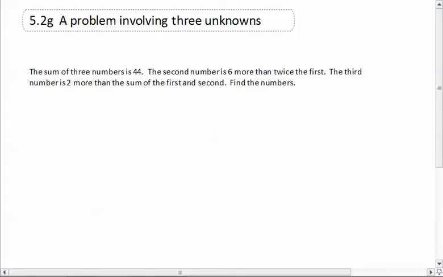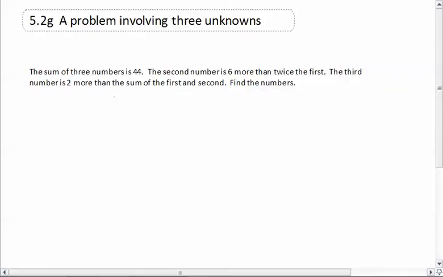Okay, let's take a look at a problem involving three unknowns. It says the sum of three numbers is 44. The second number is 6 more than twice the first. The third number is 2 more than the sum of the first and second. Find the numbers. So here's what I'm going to do first.